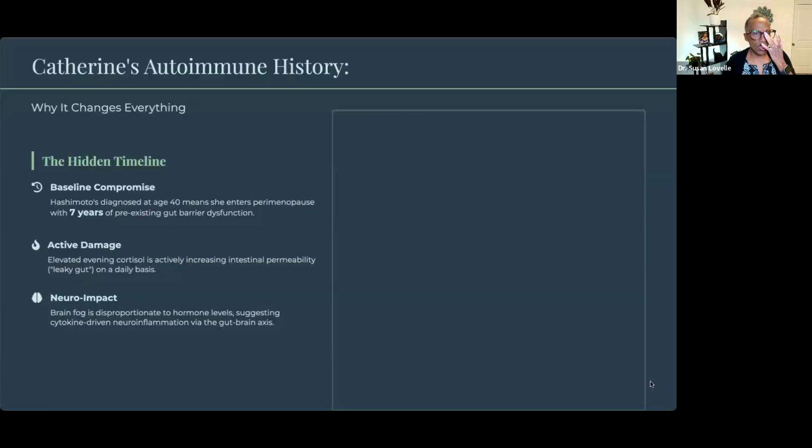Okay. So why did that become such a big wrench with her? I mean, the numbers didn't look crazy. If I remember, her antibodies were 45, which wasn't nuts, but it's because she had that diagnosis at age 40, which means that she's had perimenopause within 7 years of that gut barrier dysfunction. And this is part of that whole theory behind autoimmune disease, which is that it very, very often starts right there in the gut, that the gut gets compromised for whatever reason.